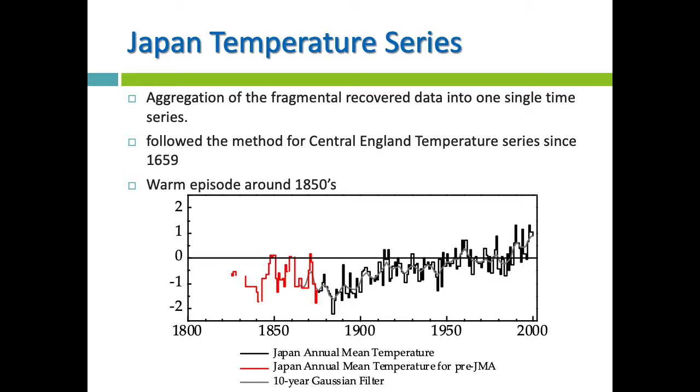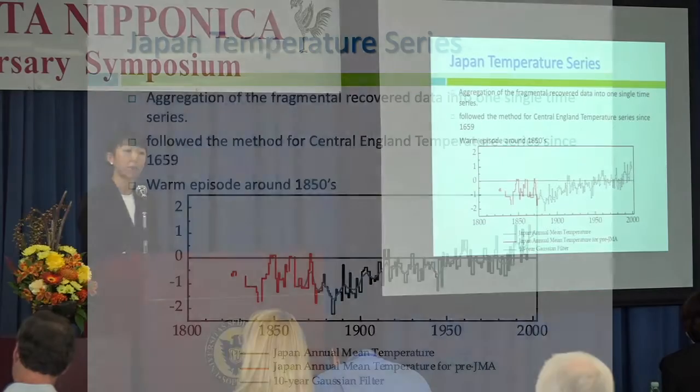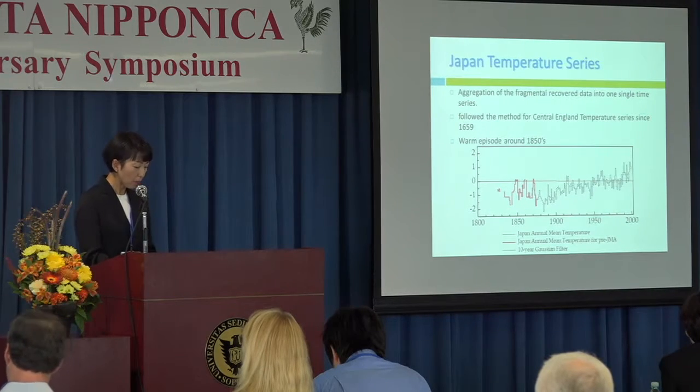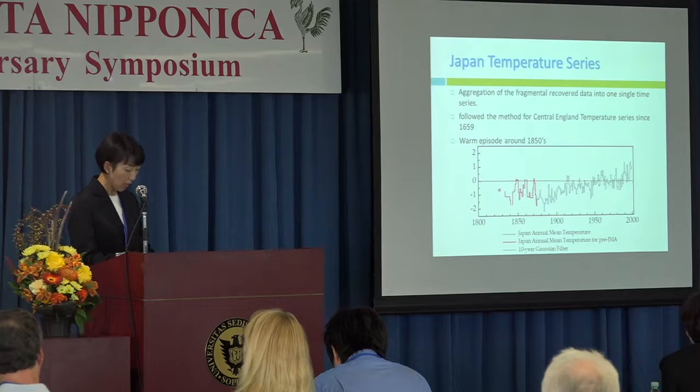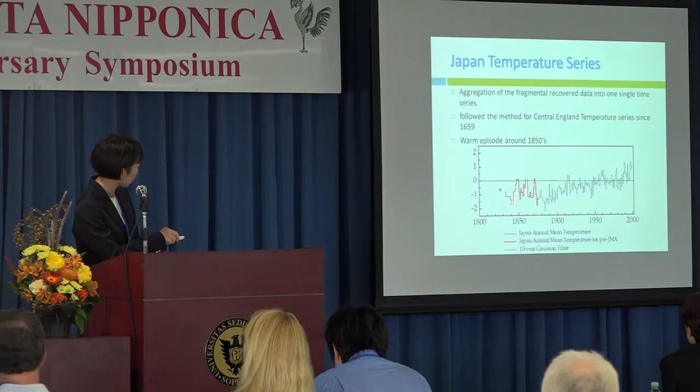In this figure, the black line is annual mean temperatures in Japan during the JMA period. On the other hand, the red line is values derived from our findings, which nobody believed to exist before our project started. From this time series, the warm episode and big temperature variations around the 1850s are remarkable after a cold spell in the 1840s here.